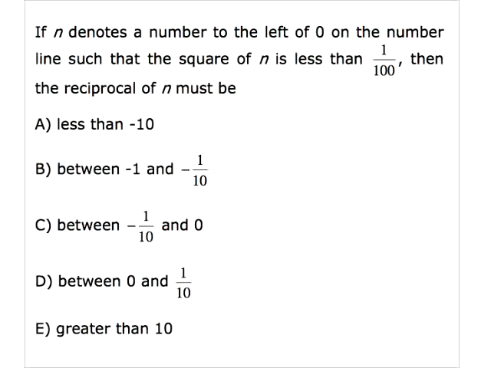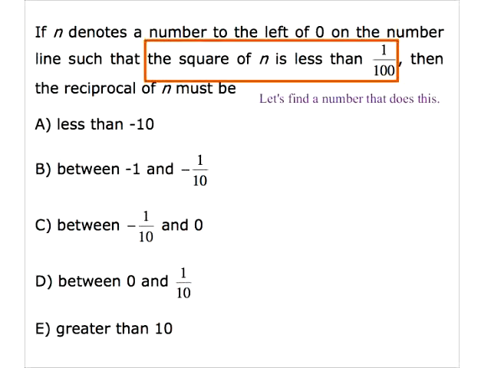You might need to think a little bit before you can find a number like this, but let's find a number that does this. So the square of n is less than 1 over 100. A square is something that's not negative. And it's not 0 because the number itself is not 0. So we need this, or if you like decimals, this.